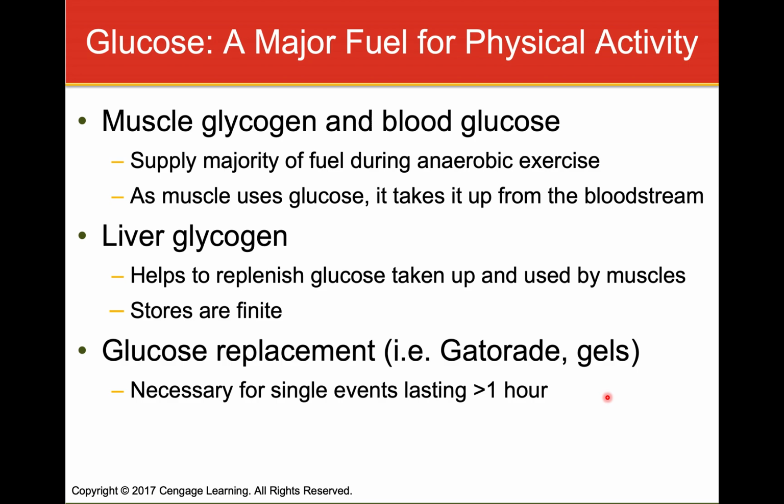So if you're engaging in exercise where you're using a lot of the glycogen, you're using your blood glucose, eventually you're going to need glucose replacement. And that's where we find things like Gatorade or sports gels. And just as a general rule of thumb, these are necessary for single events lasting more than 1 hour. So most people, if they've consumed enough total calories and enough carbohydrate, they're able to have enough muscle and liver glycogen to support activities for about an hour.